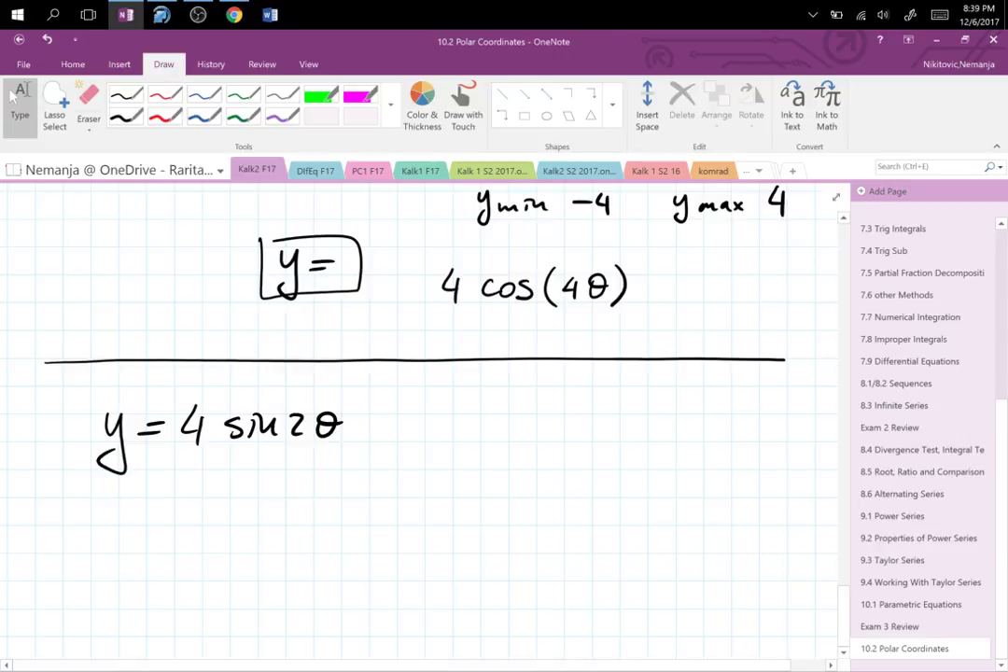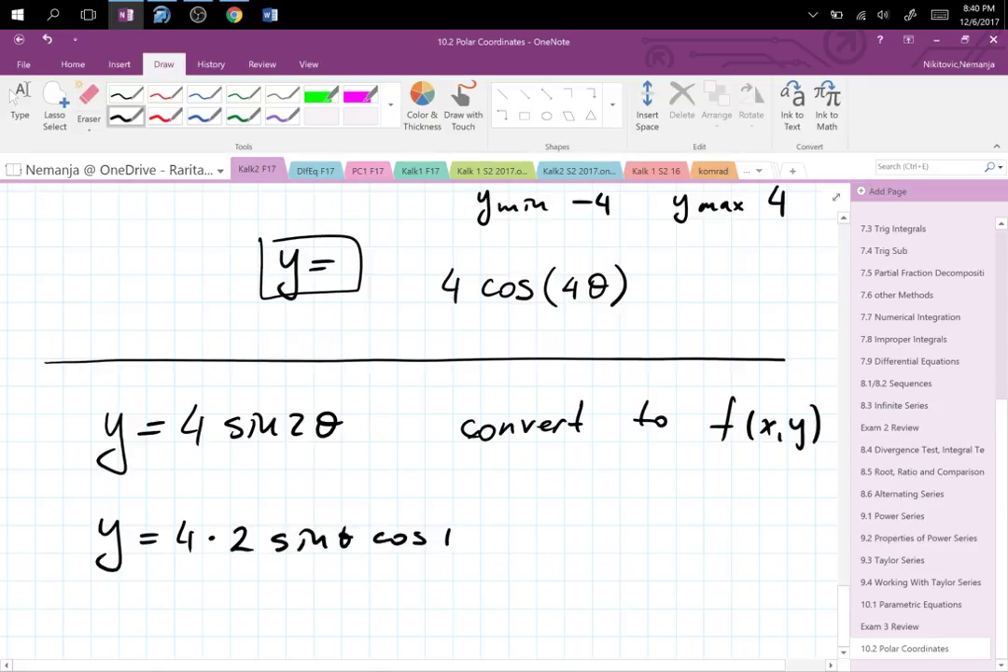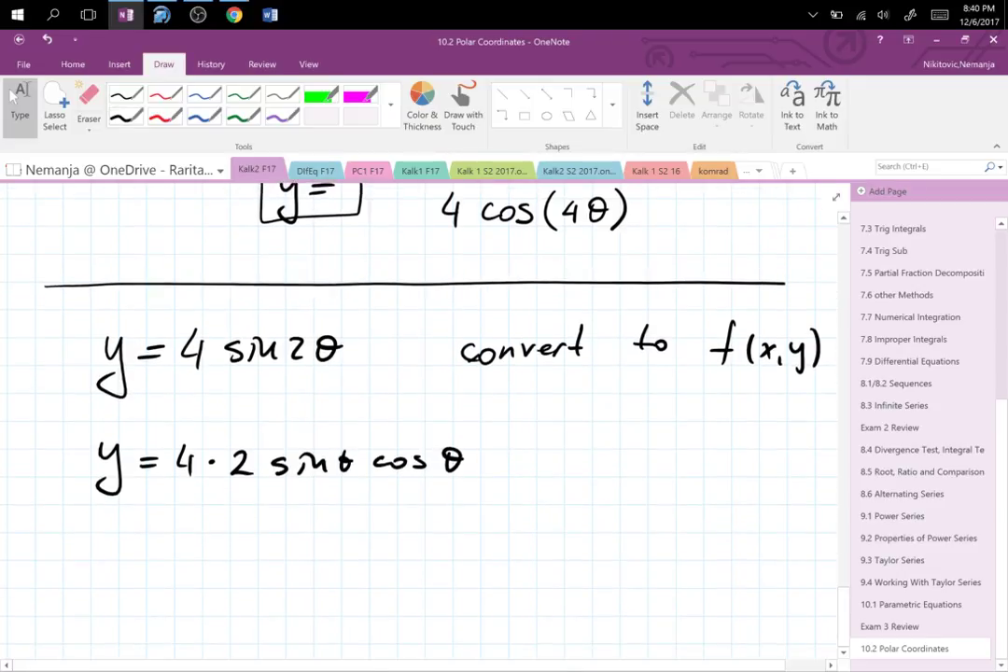What I want to do now is convert this to a function in terms of x and y. And we know how to do this. We have to be a little bit careful, though. We do not have 2 theta anywhere, so I will have to use the trigonometric identity to write this as 2 sine theta cosine theta, and then work on conversion. So what I'm converting is 8 sine theta.